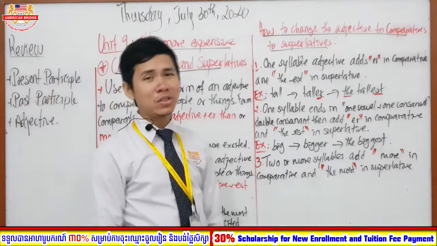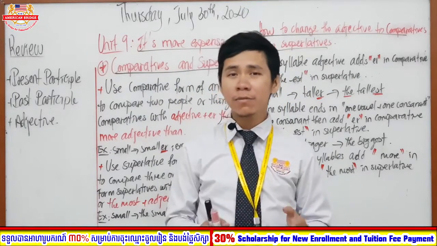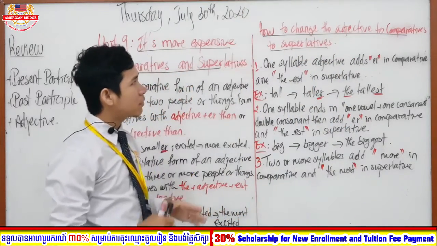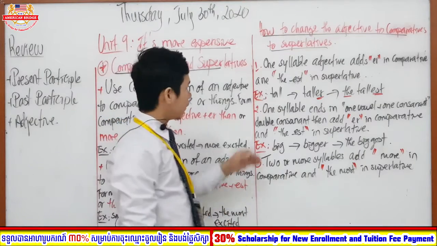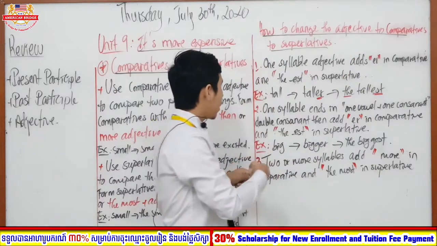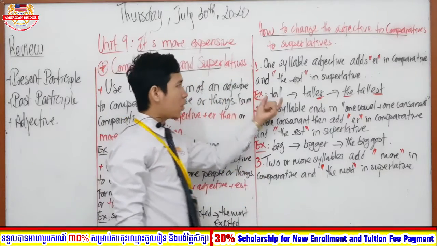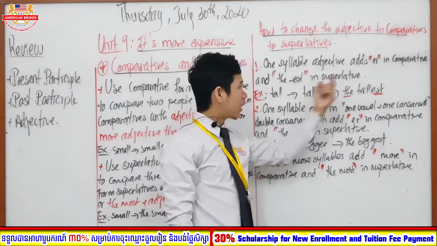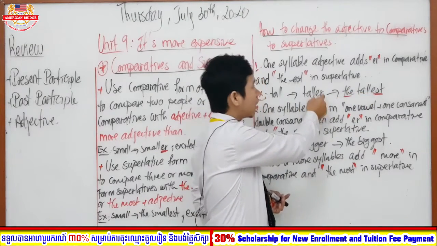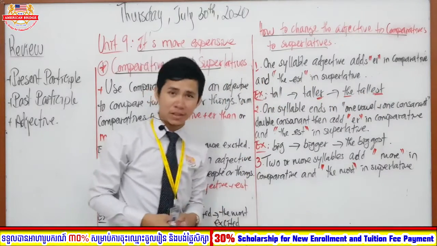So if you want to know clearly, let's look at the way we change from the adjective to the comparative and to the superlative, right? Okay, so the first one: a one-syllable adjective adds -er in the comparative and -est in the superlative. A little example: tall, we add -er, taller, and then the tallest. So in the comparative, you just add -er. But in the superlative, first you add "the", and then you add -est after the adjective, right?